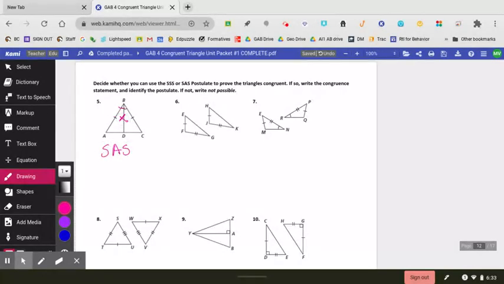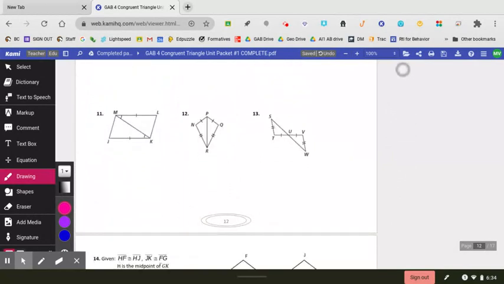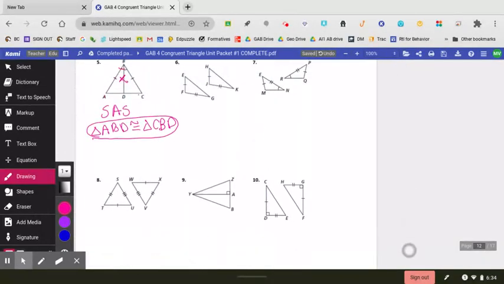Now the triangles that would be congruent are triangle ABD is congruent to, and then we have to name them in the same order. So A would correspond with C, B, D, because BD is going to correspond with itself. This is the congruent statement. So I'm going to pause, and I want you to try to do 6 through 13, and then we'll come back and check them.